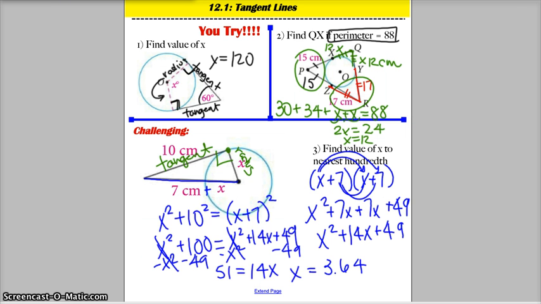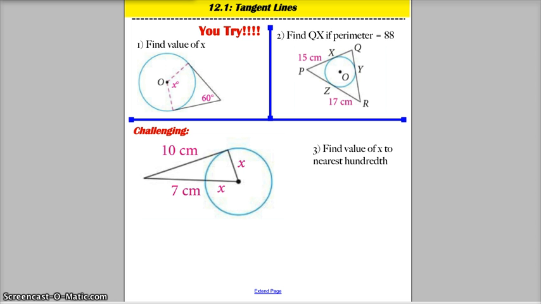Lastly, okay, last problem is labeled challenging. This problem says find the value of x to the nearest hundredth. We need to recognize that the length labeled x is the radius, and that the length labeled 10 is the tangent line, because it's intersecting the circle at one point. Meaning, if the tangent and the radius intersect at the point of tangency, we should have a 90-degree angle. Using that, we're able to find the value of x.